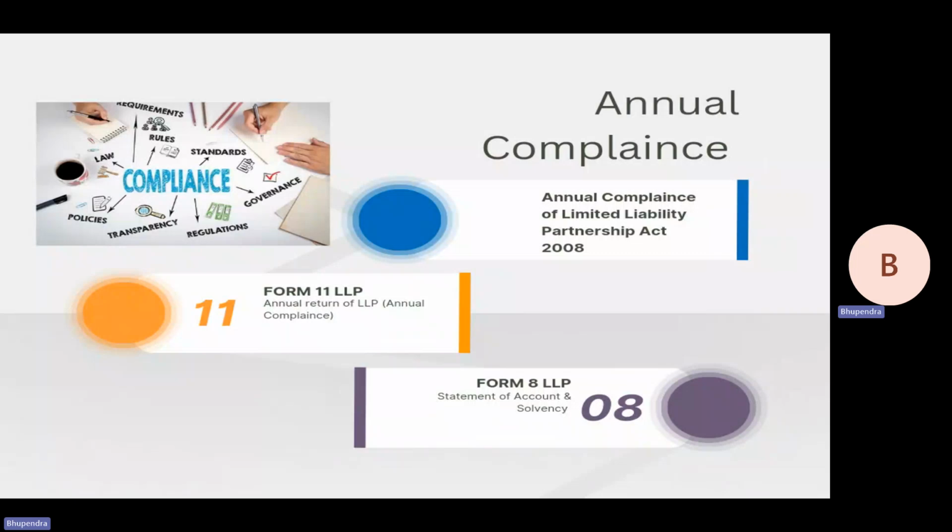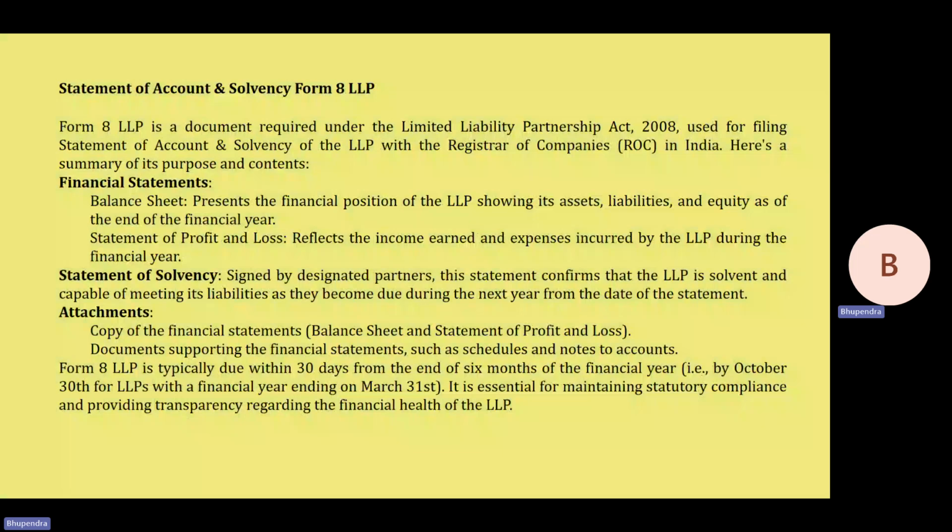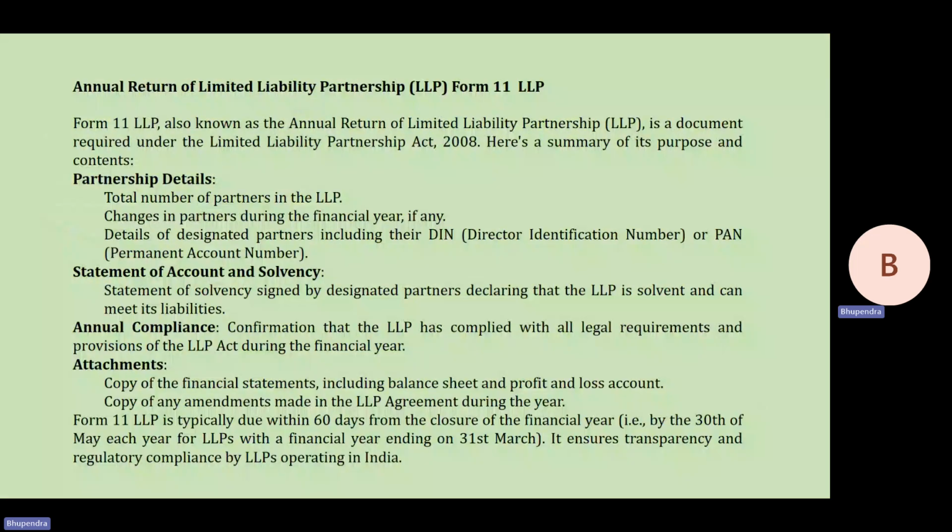First, partnership details: total number of partners in the LLP, and changes in the partners during the financial year, if any. Details of the designated partners and PAN. So in Form 11 we first specify the number of partners in the LLP, and if any changes are made in the financial year, we need to specify them, along with details of the designated partners, including the DIN and the PAN number.